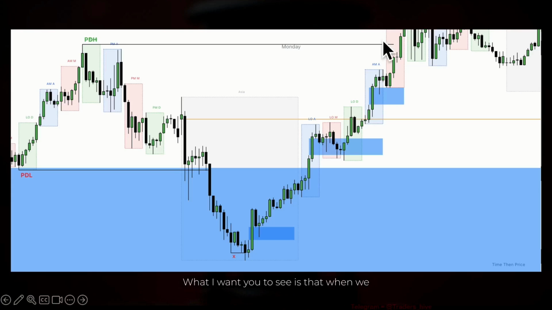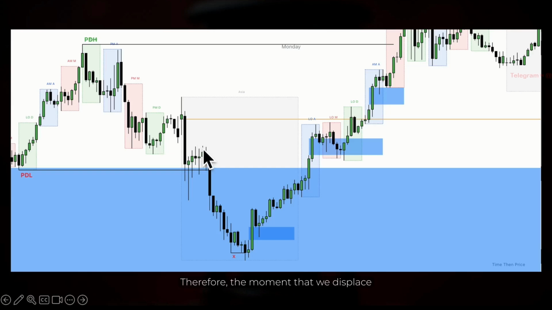What I want you to see is that when we pay attention to the left right here, we formed this high. We saw the market initially expand lower, retrace higher, and then that high was formed. Notice in what that high formed. That high formed inside of this CB on the left side of the curve.